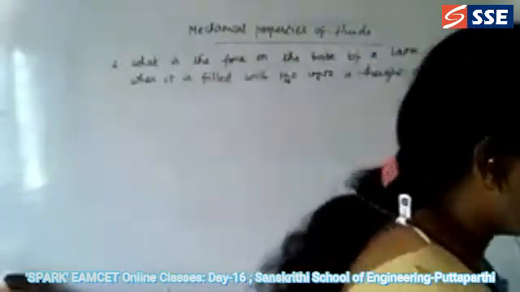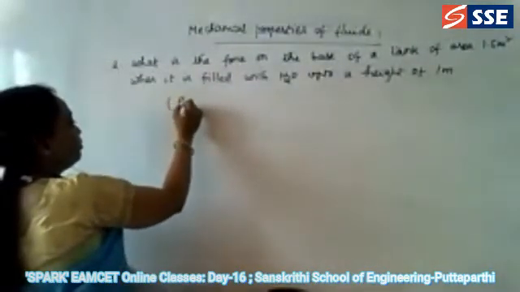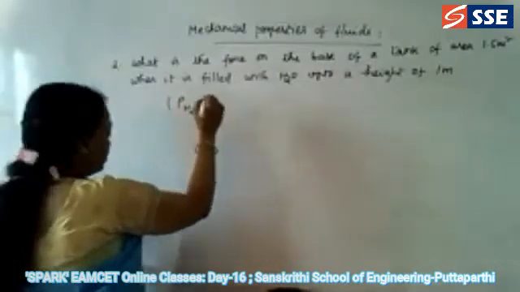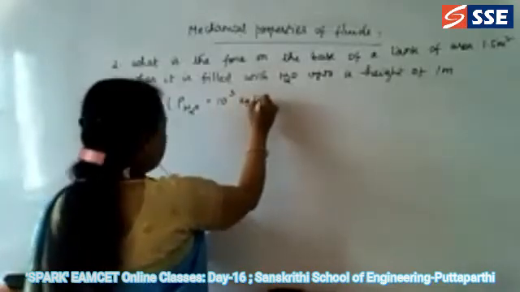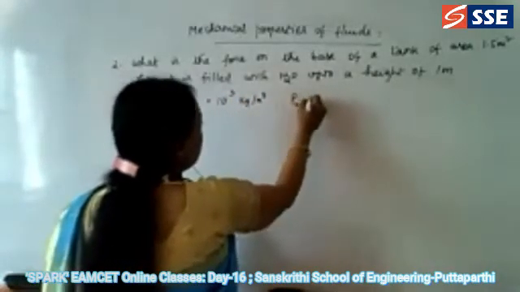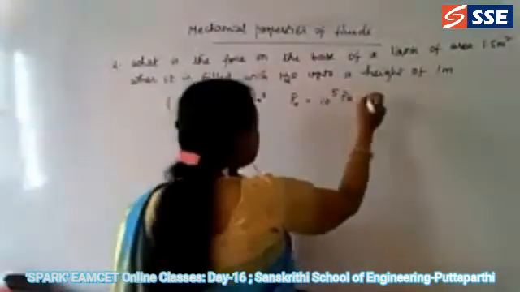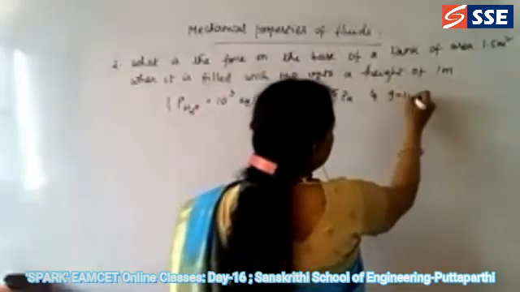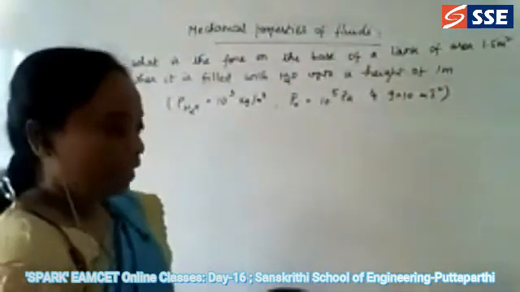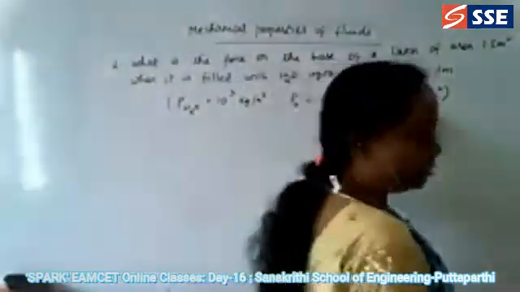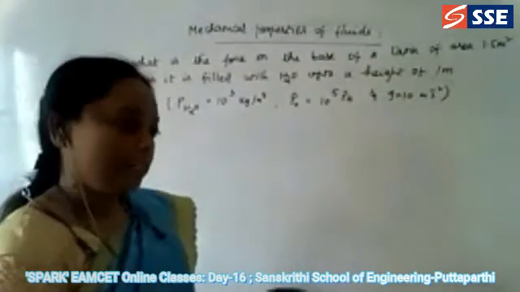Okay, 1 meter increased. Next, the hint given was the density of water. Density of water is given as 10 cube kg per meter cube, P naught, the constant pressure, is given as 10 power 5 pascals, and G value is given directly as 10 meter per second square. So we have to take G directly as 10 meter per second square. Otherwise, we can take G value as 9.8.